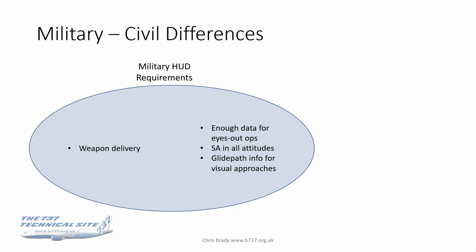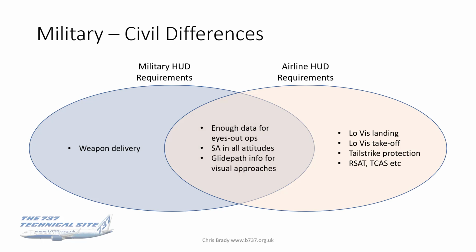So if we now overlay this with the civilian HUD requirements, or the requirements in the airline, yeah, sure, there is some overlap. So enough data for eyes out ops, situational awareness, and glide path info for visual approaches. But if you look at the new stuff that the airline requires, it's all about low vis. It's low vis landing and takeoff. That's the crux of it. Now, sure, in recent years, other things have been added on, like tail strike protection, RSAT and TCAS and the likes. But really, low vis is where it's at. That's the main reason for civil HUDs. Certainly not weapon delivery.